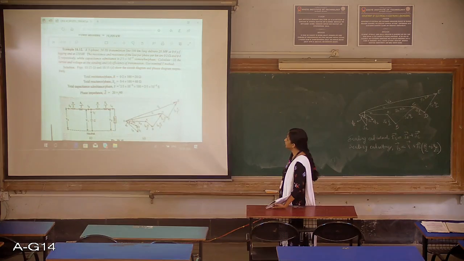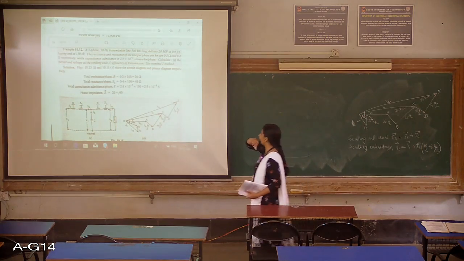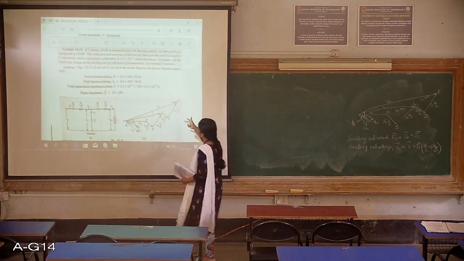Calculate the current and voltage at the sending end, and the efficiency of the transmission or efficiency of the line, and they have specified to use the nominal T method. Okay, so use the nominal T method. So the same phasor diagram that I have drawn here, you can see.